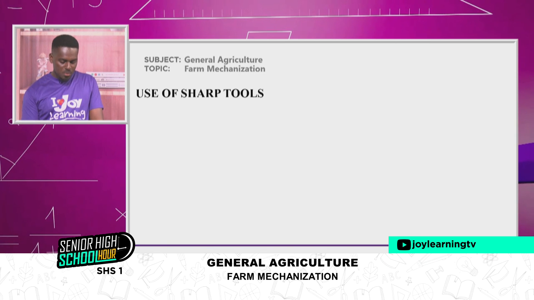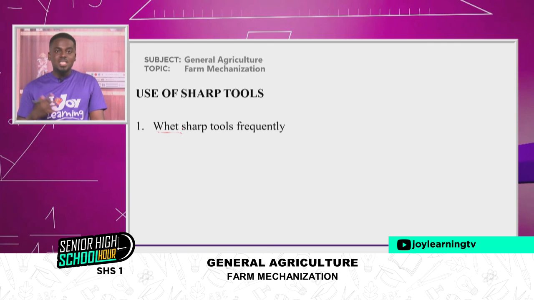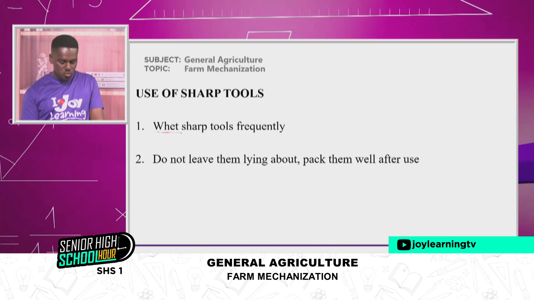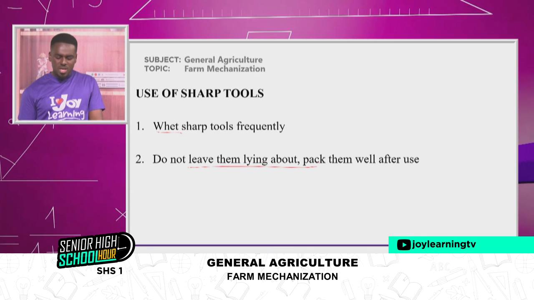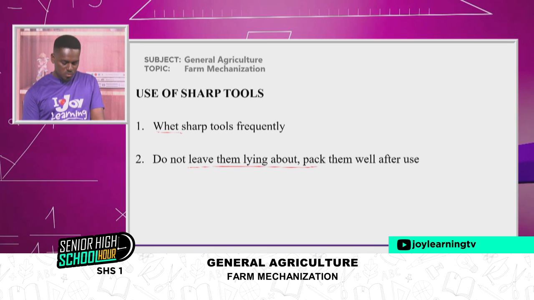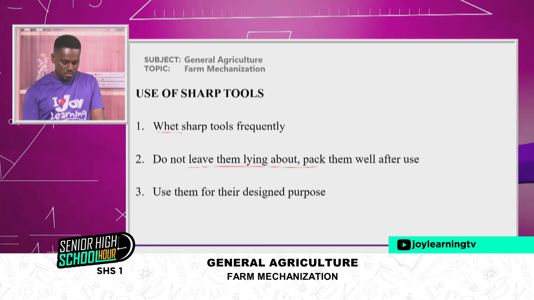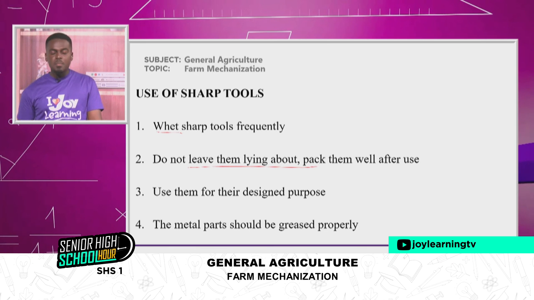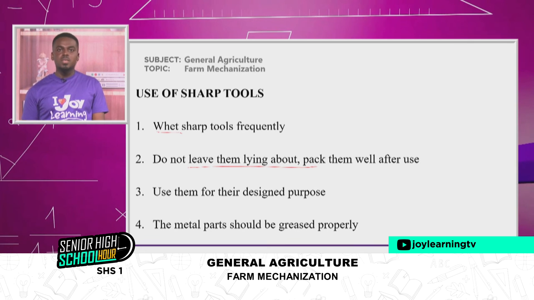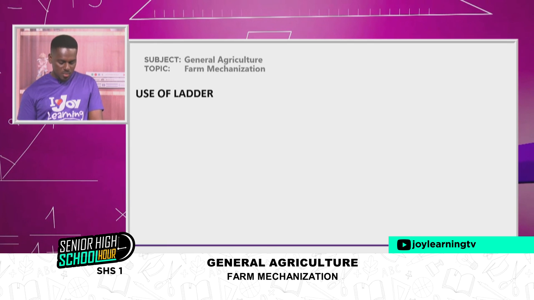Precautions when using sharp tools. Make sure the tool is well sharpened. Sharpen it regularly. You don't want to be using blunt tools for work. Do not leave them lying about. They may cause injury to somebody. Pack them well after use. Use them for their designed purpose. I've already explained this. Also, the metal parts should be greased properly. Make sure after use, the metal parts of sharp objects are oiled. That is to prevent rusting from taking place. So make sure you oil the metal part.